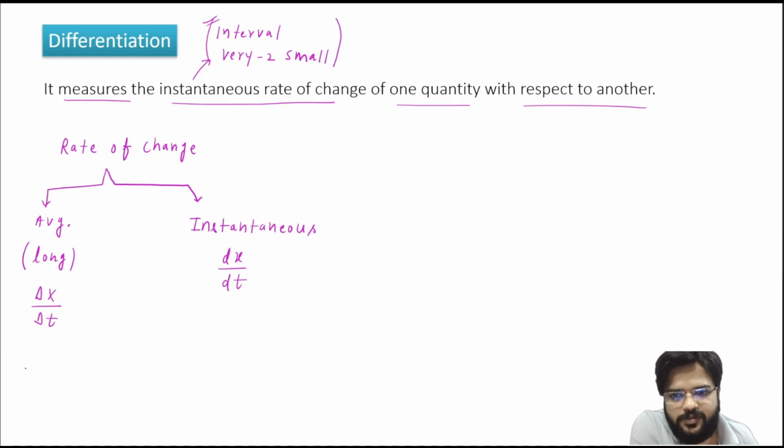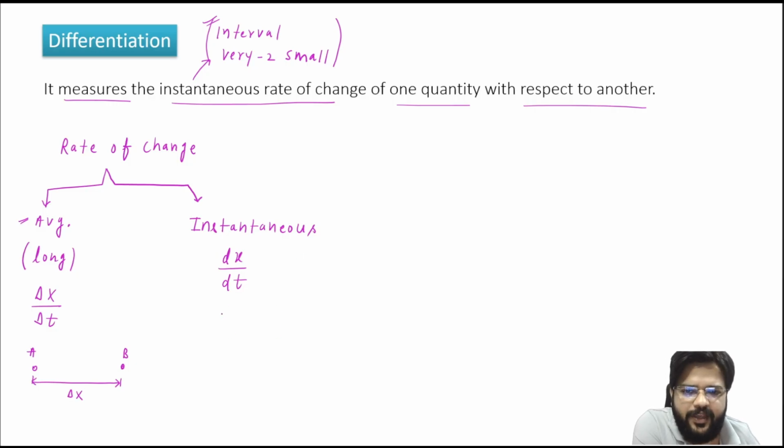Suppose 2 points are present at a very large distance, say we have 2 points A and B, and the separation between these 2 points is very large. It is del x, everyone. Correct? So definitely, if you want to cover this separation, a large time is required. So here the interval is very large. That's why it is the average, everyone.